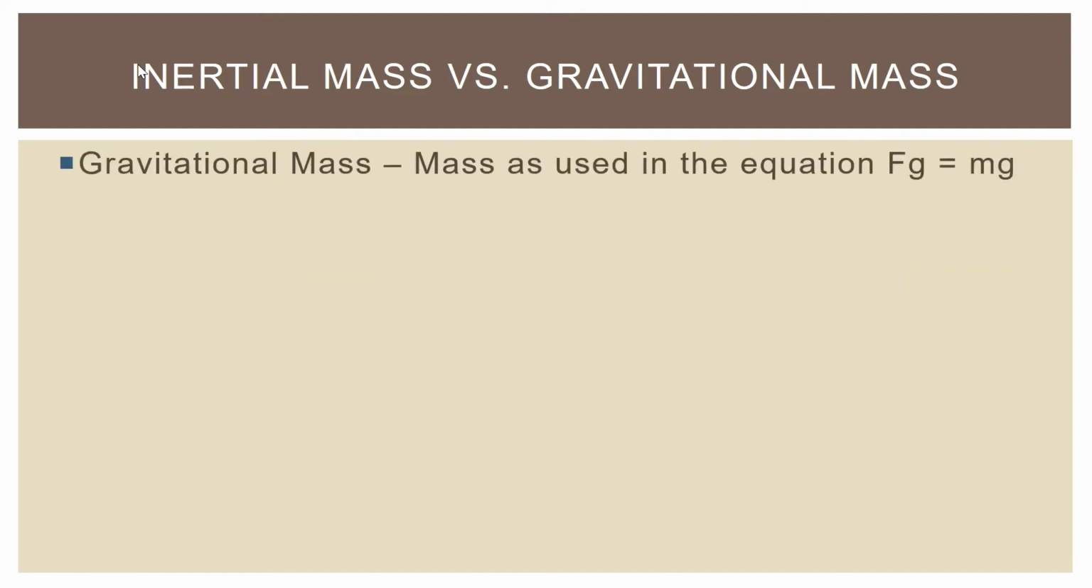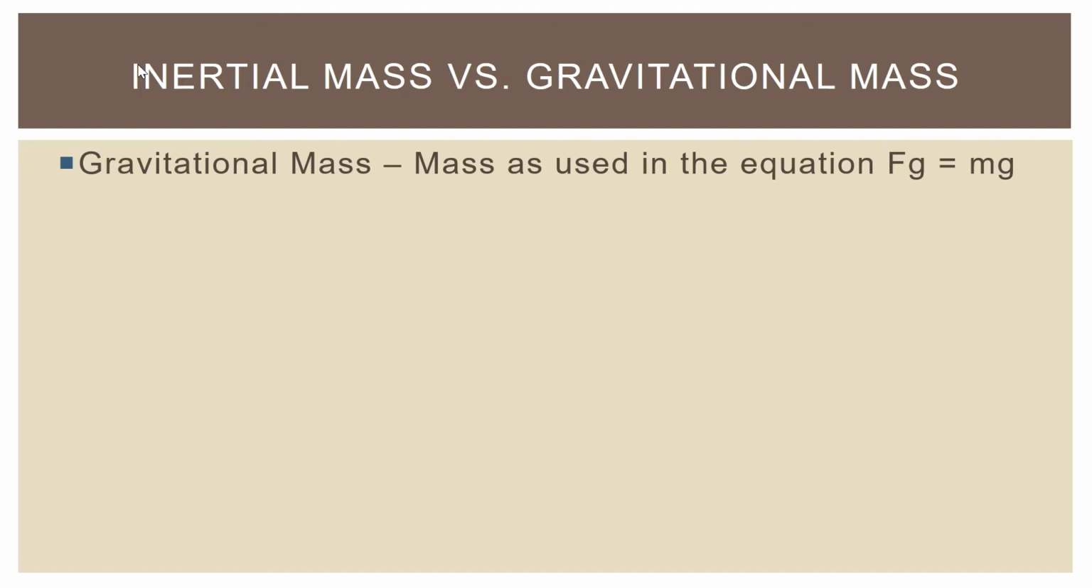As a general reminder, gravitational mass is mass as a measurement of how an object interacts with a gravitational field. In other words, it's the mass as used in the equation Fg equals mg. It describes how an object interacts gravitationally. That's the basic idea. Now, as we know, mass is mass is mass, but they didn't know that. They thought that the way that an object interacts with a gravitational field is different than the way an object interacts with any other force.